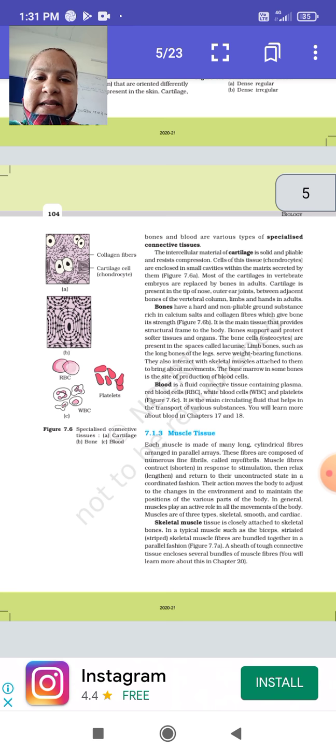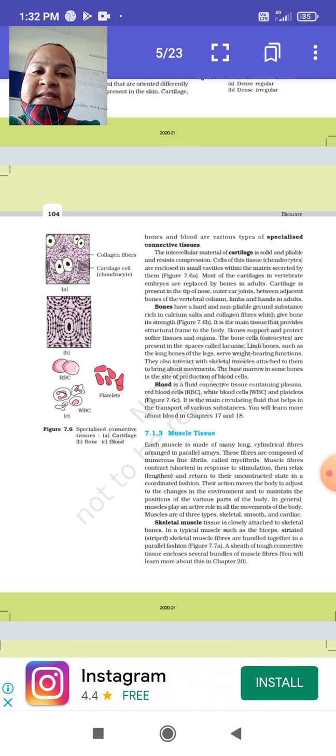अब पहले पढ़ेंगे cartilage. The intercellular matrix of cartilage is solid और pliable है, मतलब हम इसको थोड़ा बहुत दबा सकते हैं, और ये रेजिस्ट करता है कंप्रेशन को. मतलब अगर इसको आप ज़्यादा दबाओगे तो ये कंप्रेशन को रेजिस्ट करेगा, ये ज़्यादा दबता भी नहीं है. और इसकी जो टिश्यू सेल्स होती हैं उसको हम कहते हैं कॉन्ड्रियोसाइट्स.